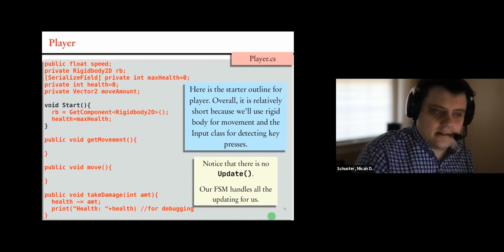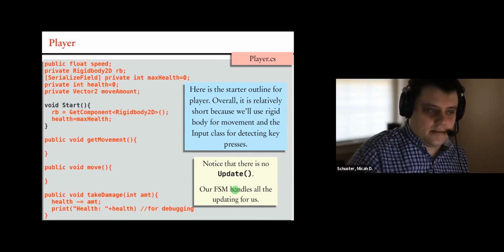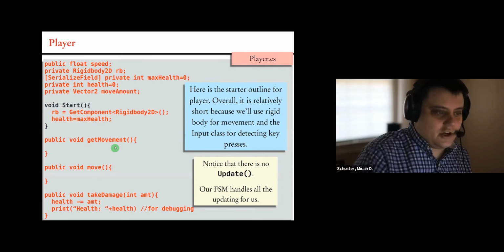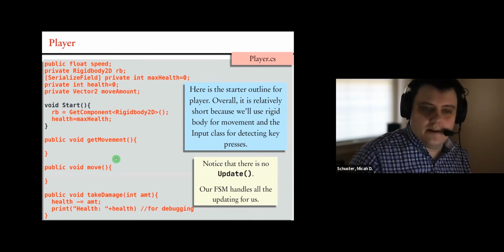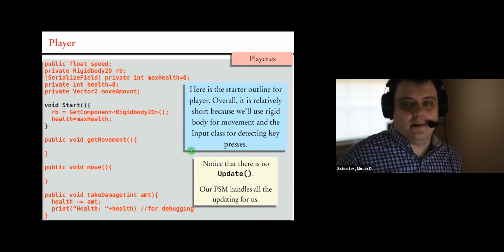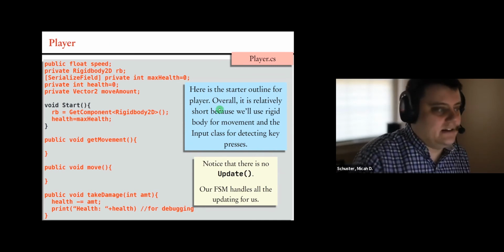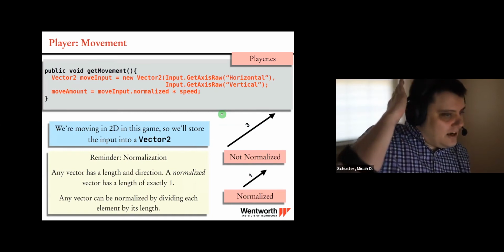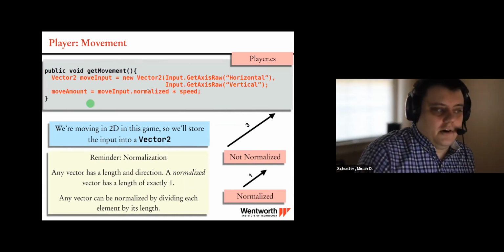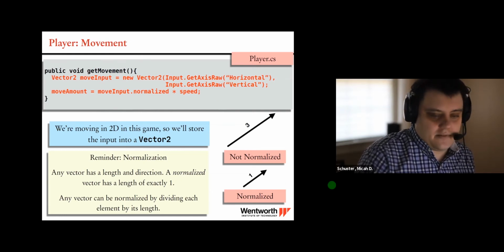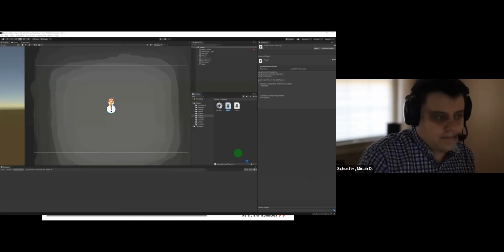Again, there's no update. A finite state machine is going to handle that along with the game manager. And we don't have to do a lot of extra coding stuff because we're going to do a rigid body for the movement, and we're going to use the input class for detecting key input. So it's really only a couple more lines of code, and the player is going to be moving around. So here is our get movement function. I'm going to write this first, and then we'll come back and talk about the stuff that I've put in here in the slide.